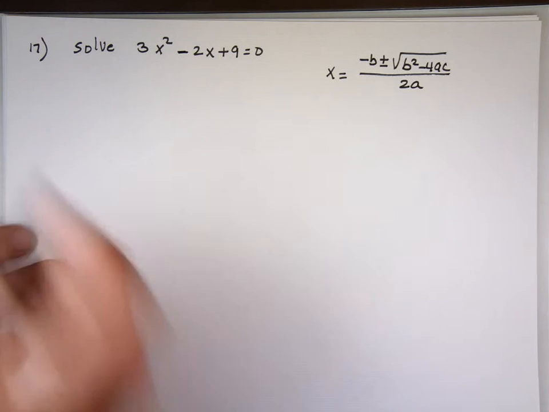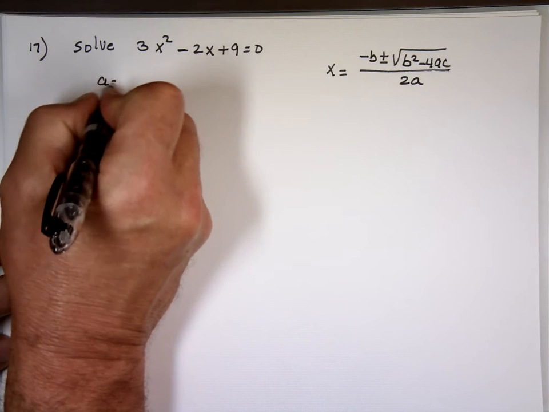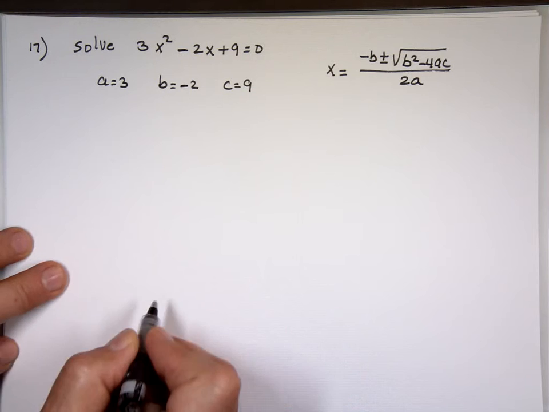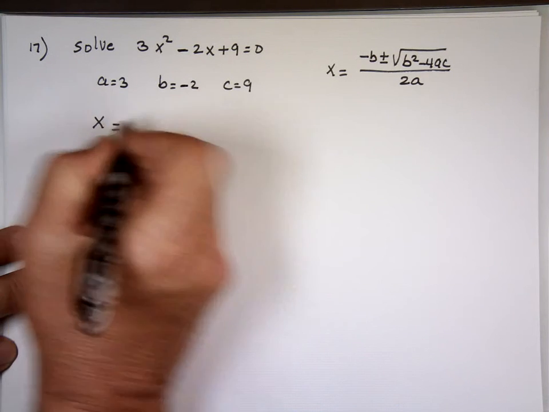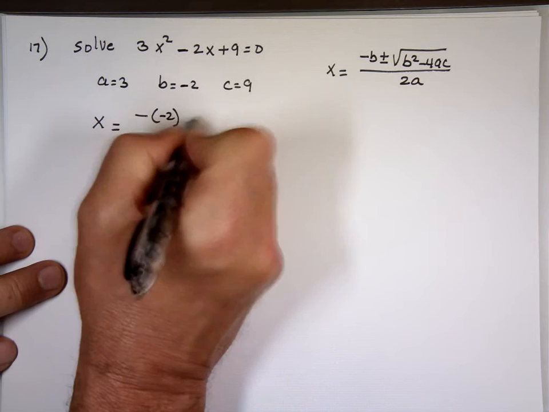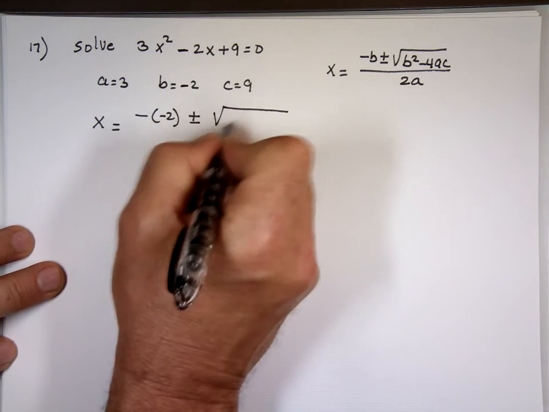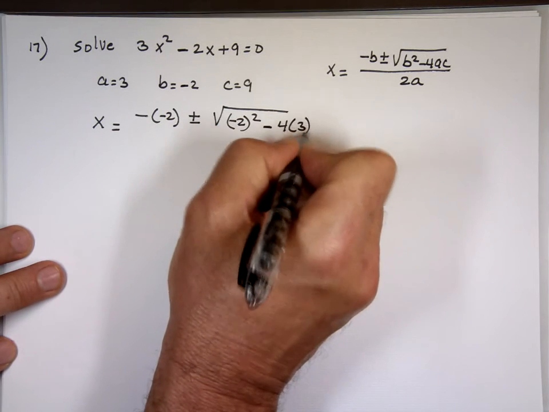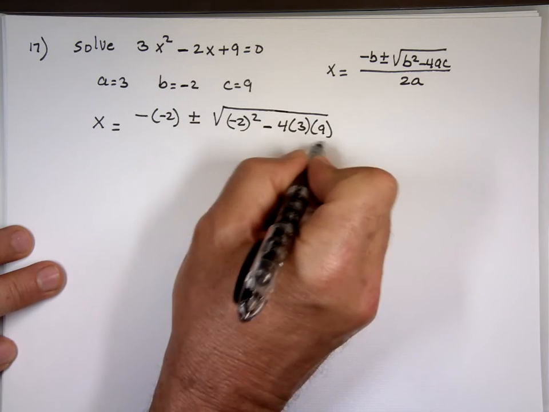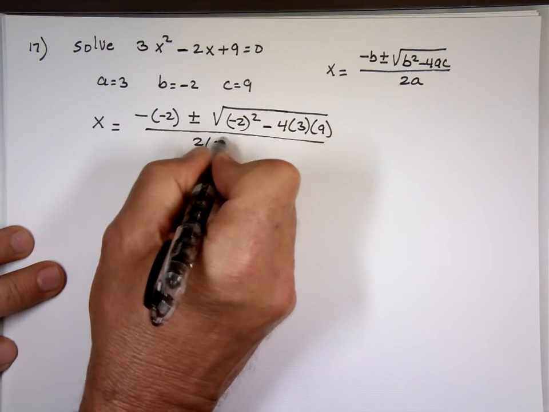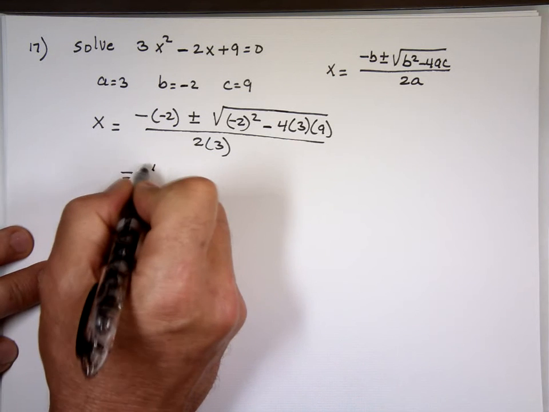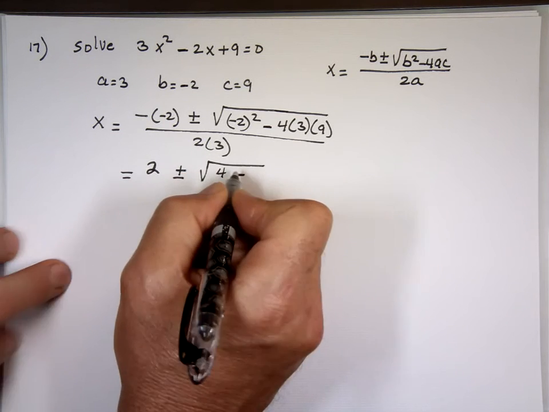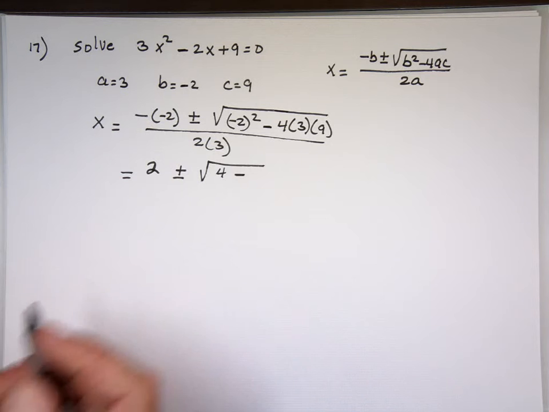So identify a, b, and c. a equals 3, b equals negative 2, c equals 9. Plug them into that. Minus negative 2 plus or minus the square root of negative 2 squared minus 4 times a times c, all divided by 2 times 3. That's 2 plus or minus the square root of 4 minus 4 times 3, 12, 12 times 9.